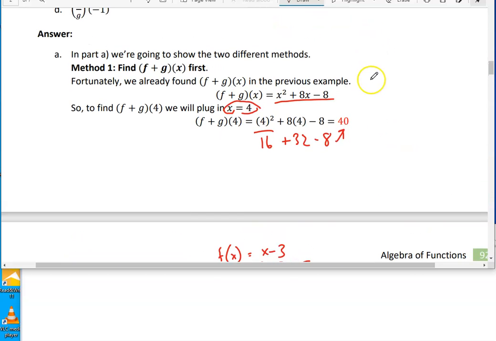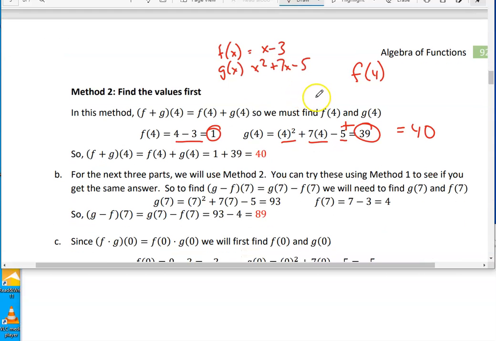One, I combined them first and then plugged in the x. The other, I plugged in the 4 for the x separately, and then combined them. Two ways to solve the problem, and this is the world of mathematics.